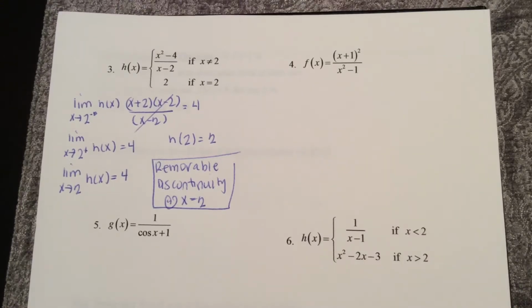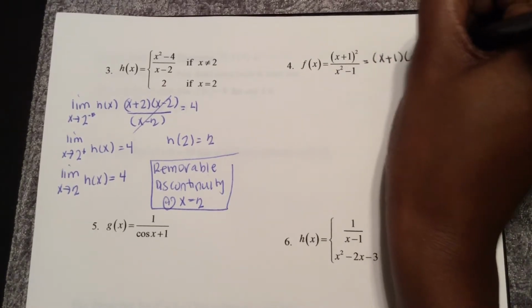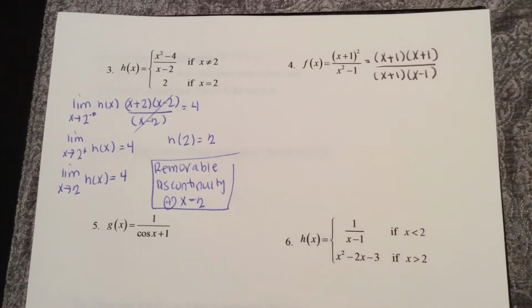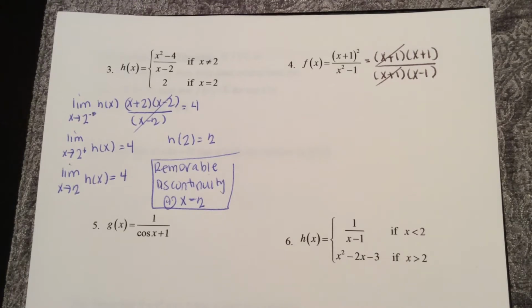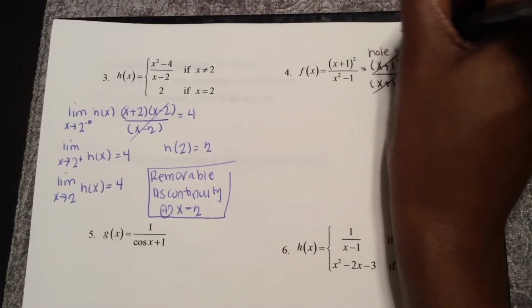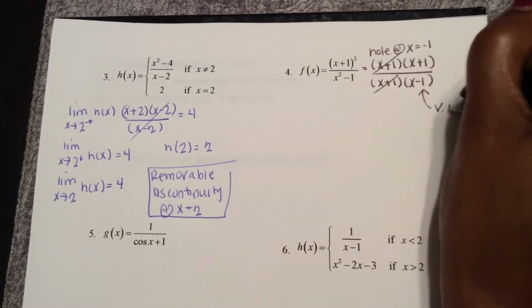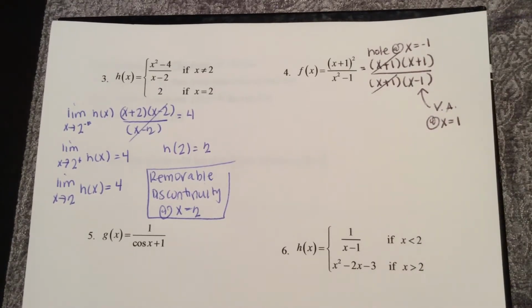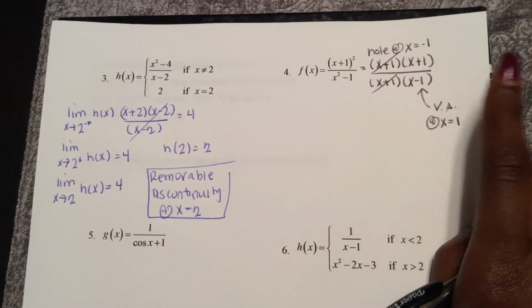Here in number 4, we have another rational function. I'm going to write this in factored form first, just so I can get a better view of what's going on here. So the first thing I see is that we have a hole at x equals -1. We also have a vertical asymptote at x equals 1. So we know there's a hole at x equals -1, and we know we have infinite discontinuity at x equals 1.